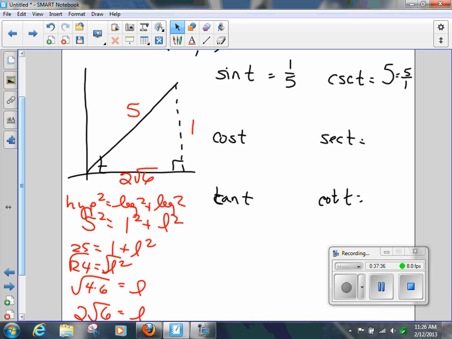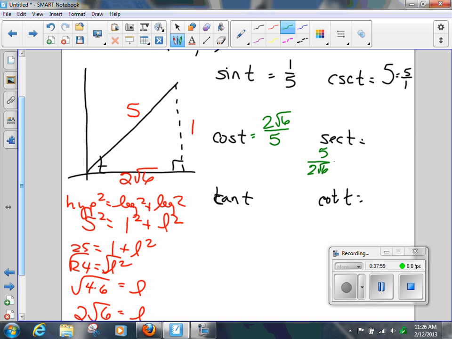Now I have enough information that I can fill in the rest of my trig functions. So the cosine of t, SOH CAH TOA, is 2 root 6 over 5. Do you guys agree with that? Getting ready to rationalize. Flip that thing over. Look what you get. What do I use to rationalize this? Root 6 over root 6. That gives you 5 root 6 over 2 times plain old 6, which is 5 root 6 over 12. Do you guys agree with that?